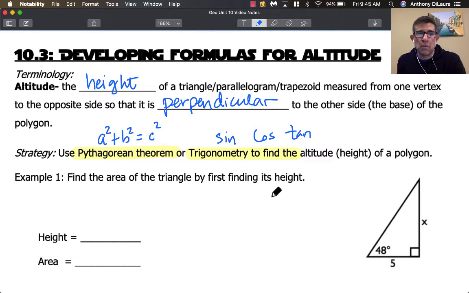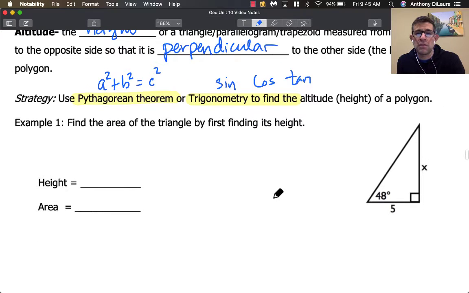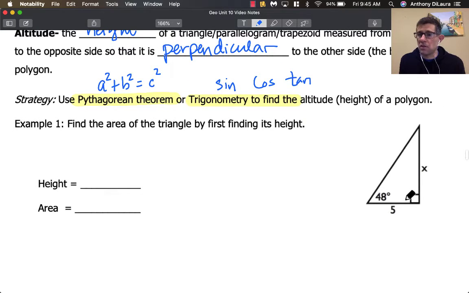In our first example, we want to find the area of this triangle by first finding the height of that triangle. So over here we see that we have a right triangle, and I'm given one angle and its adjacent leg. And I want to find the height of this triangle, which is my opposite leg. Because I want to find my opposite and I know my adjacent, that reminds me of my tangent ratio. So the tangent of 48 degrees is going to be equal to the relationship between the opposite leg, x, and the adjacent leg, which is 5.